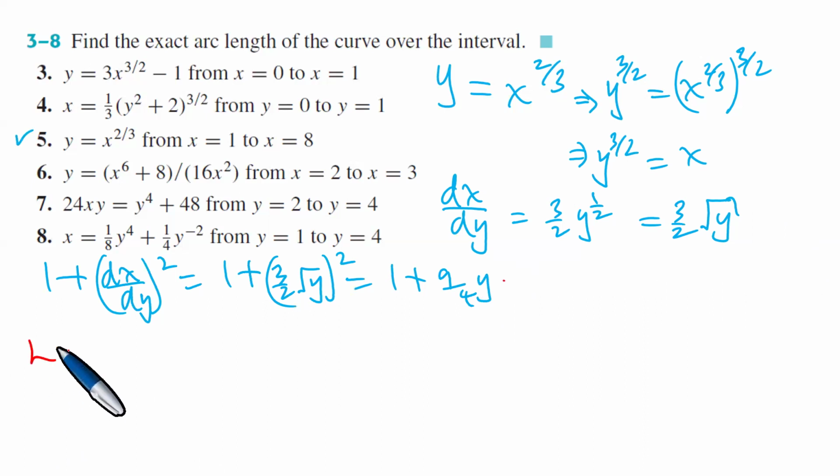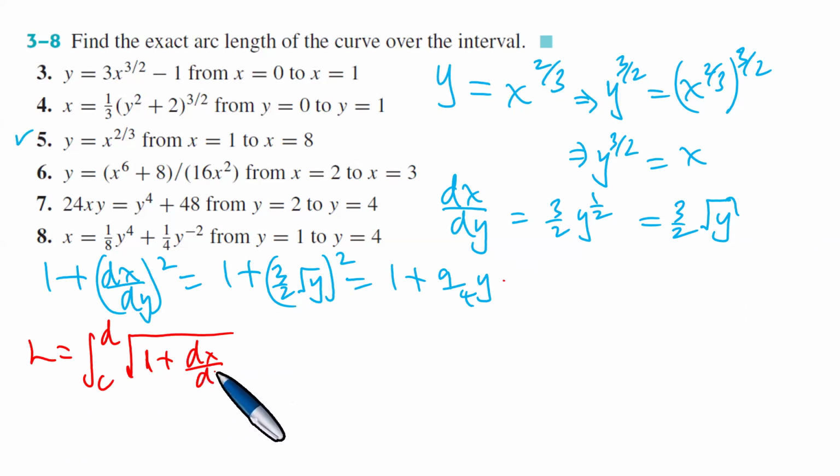Now, which means that L is the integral from c to d of the square root of 1 plus dx dy, and then you square it, dy. You'll have the integral now.